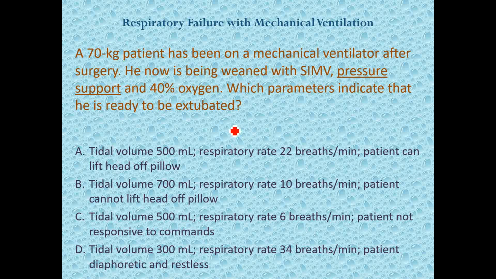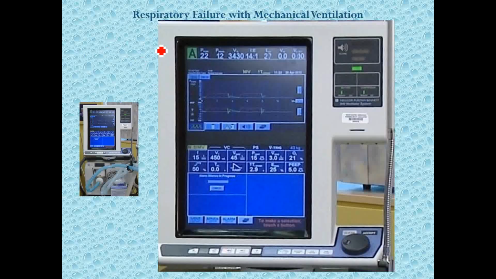A 70-kilogram patient is on a mechanical ventilator after surgery. Now he's being weaned with SIMV pressure support and 40% oxygen. Which parameters indicate that the patient is ready to be extubated? Because again, we don't want this patient to stay on the ventilator longer. Now, I have underlined pressure support. That's a new setting on the ventilator.